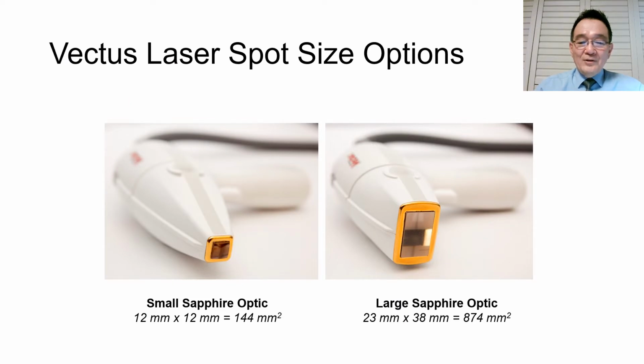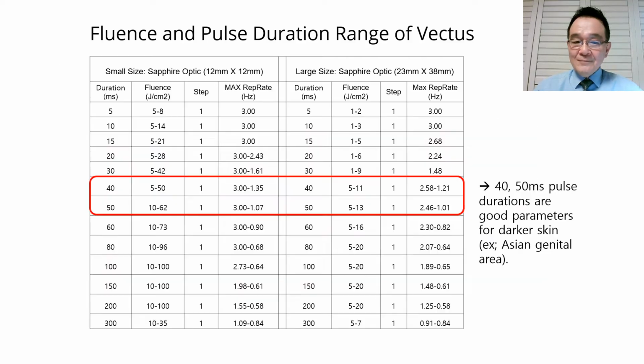Small and large handpiece of Vectus. 40 or 50 millisecond pulse durations of Vectus are good parameters for darker skin, for example, Asian genital area hair removal.